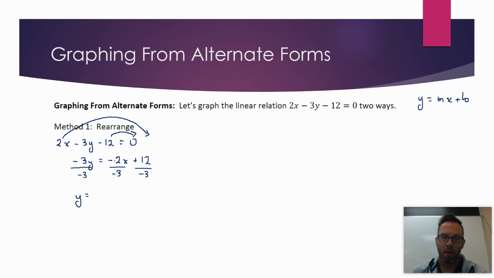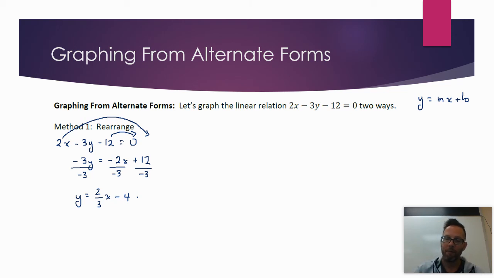And we're done. We get negative 2 over negative 3. Now, that is correct, but it's not as simple as we can make it, because a negative divided by a negative is a positive. So we should be writing that as positive 2/3 x. 12 divided by negative 3 is negative 4. So we've rearranged this into slope-intercept form.